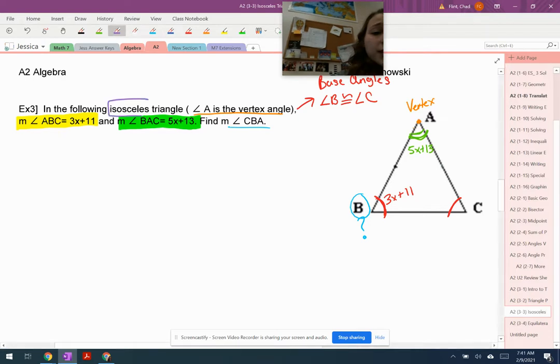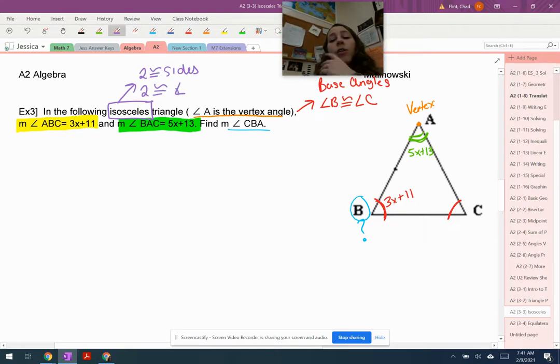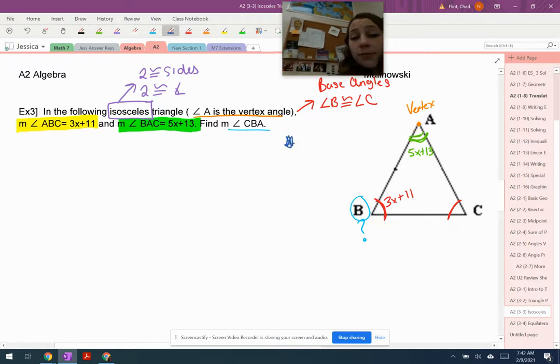I have an isosceles triangle telling me that I have two congruent sides and two congruent angles. So are these two angles congruent? Can I take that green angle and set it equal to the red angle? Are those the same? And the thing is that they are not. Those angles are not the same because one is the vertex and not the base angle. So we cannot set those two equal. Let's make a note of that somewhere. Angle A is not equal to angle B.